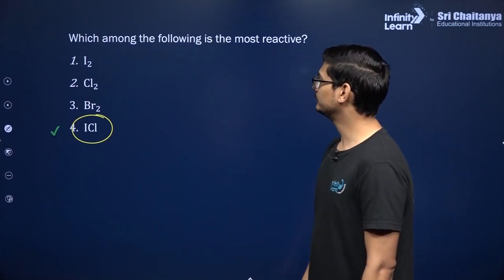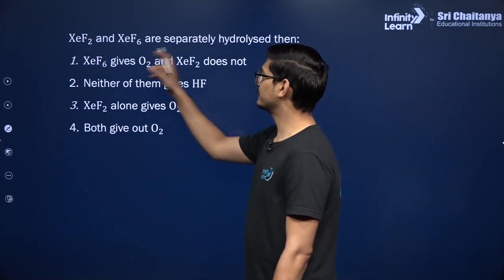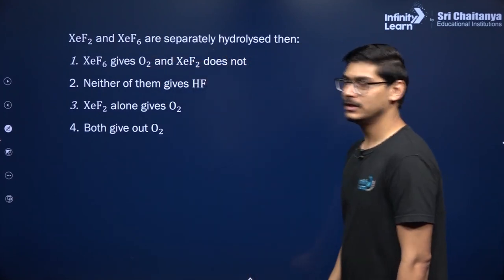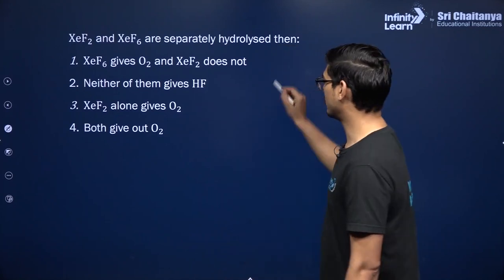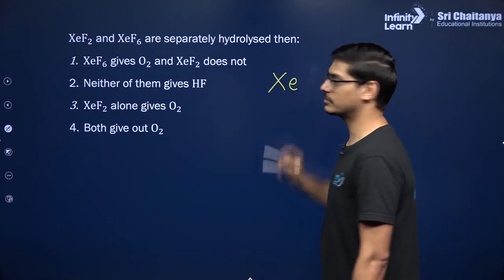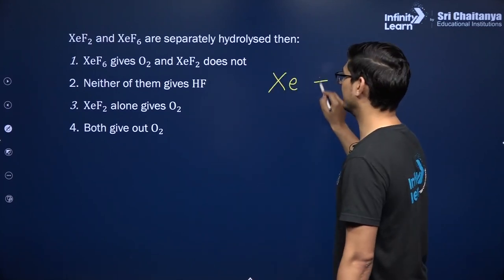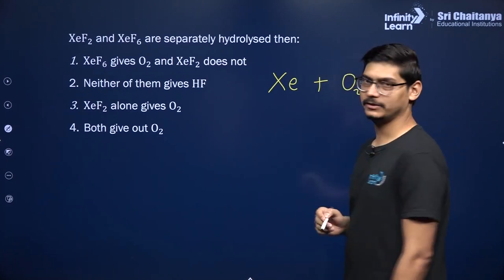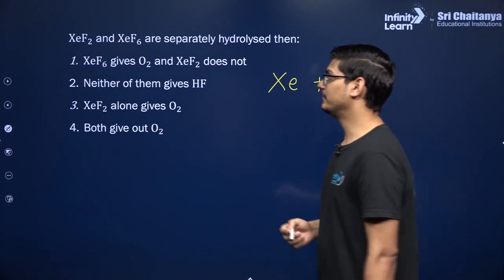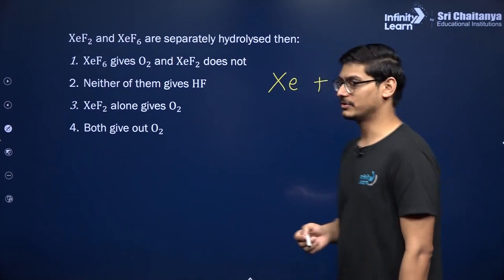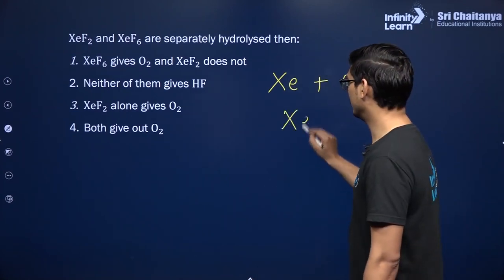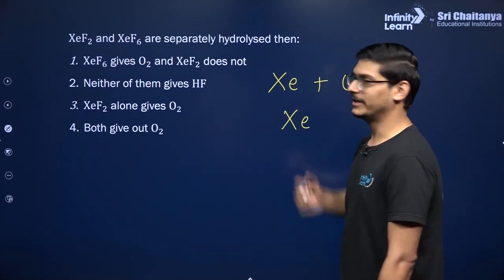That is the correct answer. XeF2 and XeF6 are separately hydrolyzed then. So remember, when XeF2 undergoes hydrolysis, xenon gets reduced to elemental form, and in turn oxygen gets oxidized to produce O2. XeF2 hydrolysis is a non-redox reaction. It just involves the replacement of fluoride by oxygen.